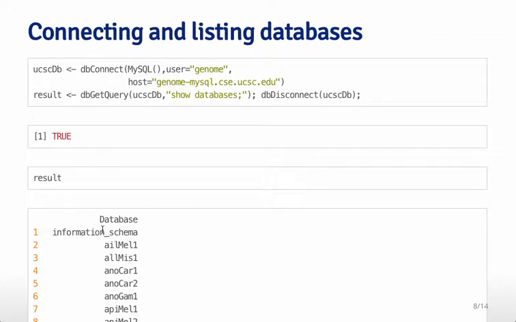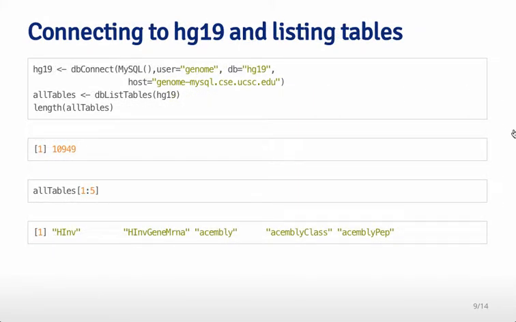Then if I go and look at result, what result will show is a list of all the databases that are available within the MySQL server that is located at this particular host address right here. So we're going to actually focus on one in particular, and that's hg19. hg19 is a particular build of the human genome, the 19th build of the human genome. And so what we can do now is just run that dbConnect command again, but instead of just passing it the user, we'll also pass it the database. We'll say we want to access this database within this MySQL server.